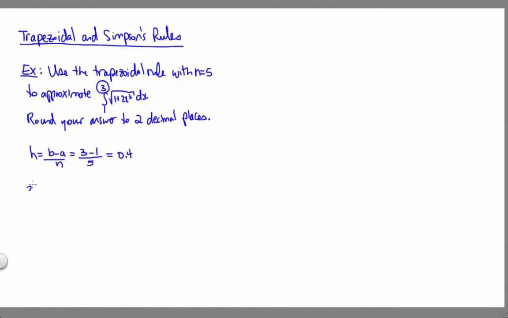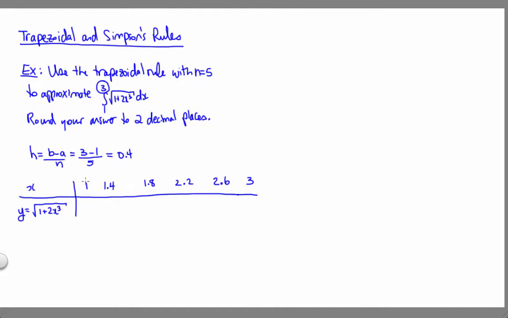So we're going to build a table of x and y values. The y values are going to be given by whatever function it is that we're trying to integrate. So in this case, it's the root of 1 plus 2x cubed. And let's start with our x values. Our x values begin at the lower limit of integration, which is 1, and they're going to be going up in increments of h. So we'll have 1, 1.4, 1.8, 2.2, 2.6, and then finally 3.